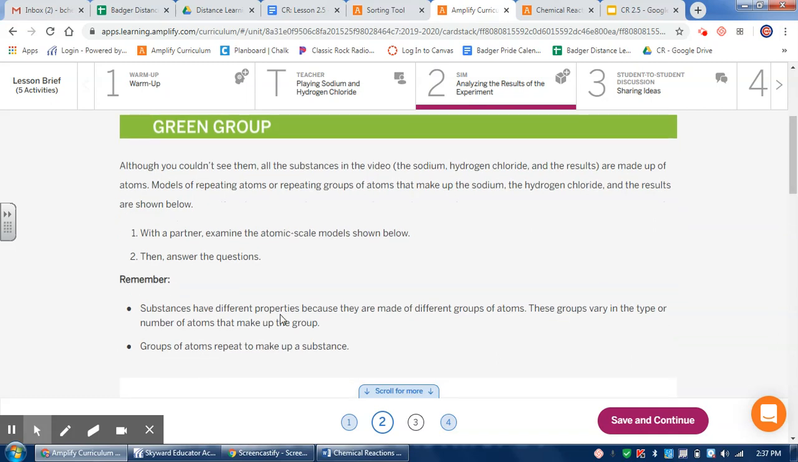Remember that substances have different properties because they're made of different groups of atoms, and they can be a different type of atom or different numbers of atoms that make up those groups, and that groups of atoms repeat to make up a substance. So a glass of water would have many molecules of H2O. It wouldn't just be one or two that make up a glass of water. We're talking about bajillions of atoms.